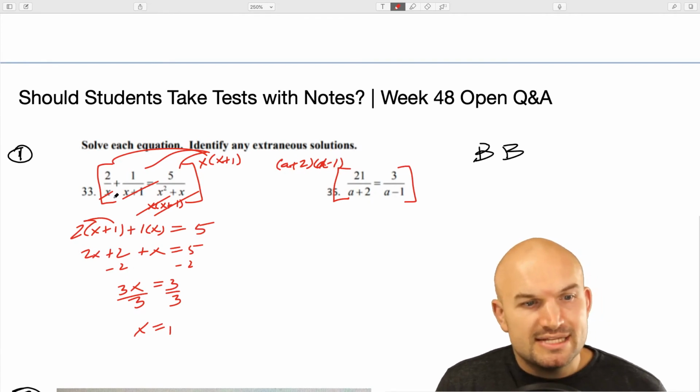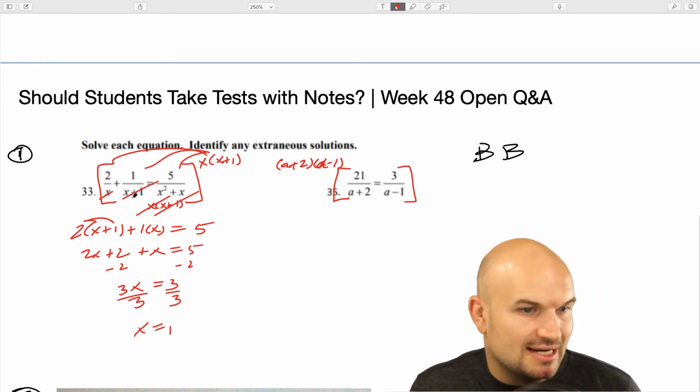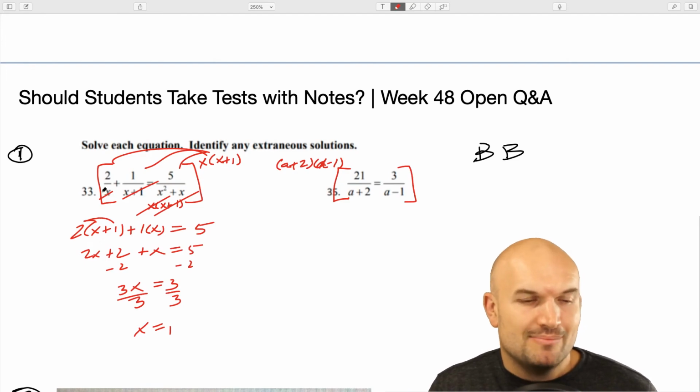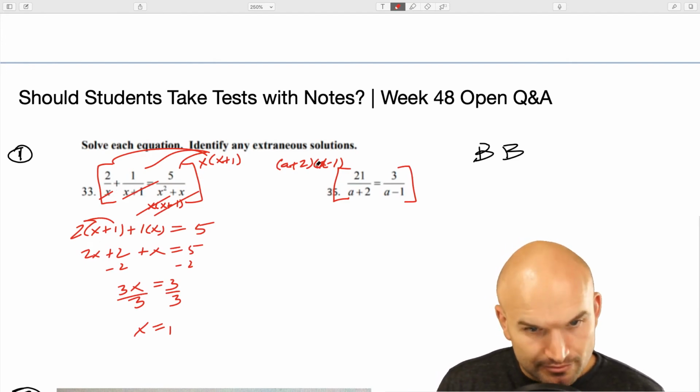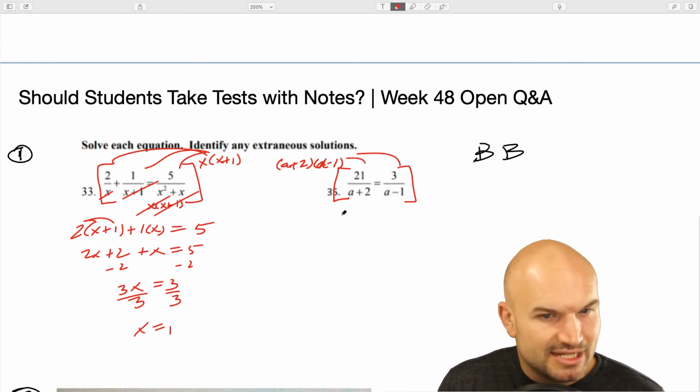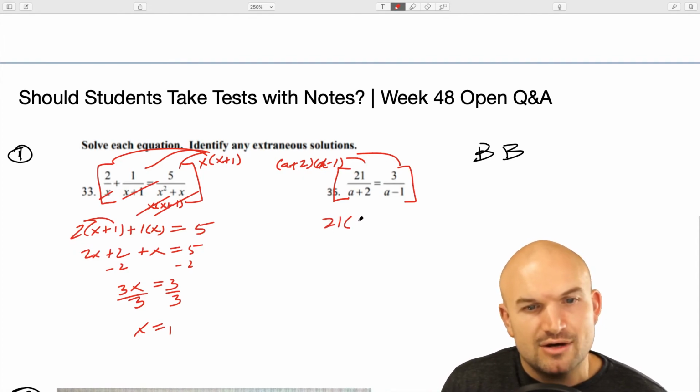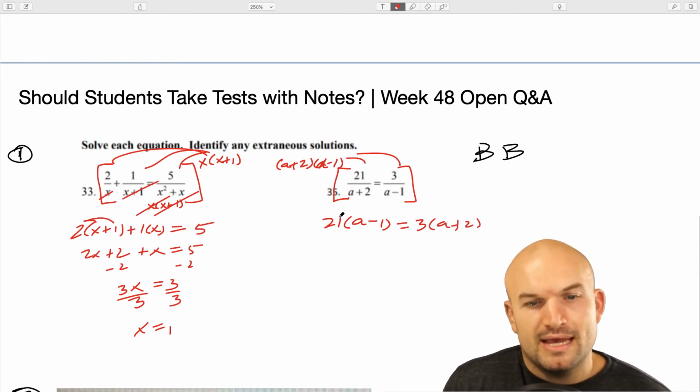See, here the factors that they had in common were an x and an x plus 2, right? Because those are other factors over there. So now when I multiply here, you can see this is why the cross product kind of works out, because you get the denominator multiplied by the other denominator. Okay, and therefore we go from here. So this is 21a minus 21 equals 3a plus 6.